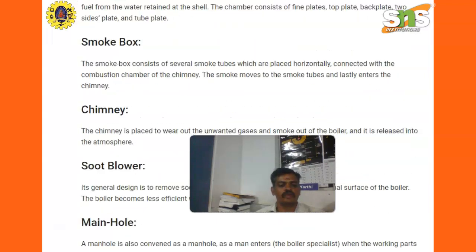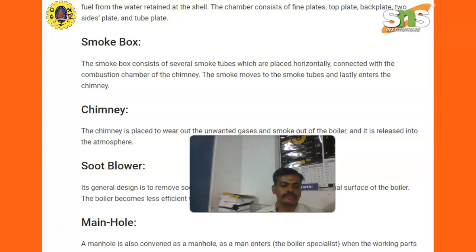Next one is the smoke box. Generally, the smoke box consists of several smoke tubes which are placed horizontally, connecting the combustion chamber to the chimney. The smoke moves through the smoke tubes and lastly enters the chimney. The chimney is placed to wear out unwanted gases and smoke out of the boiler, and they are released into the atmosphere.